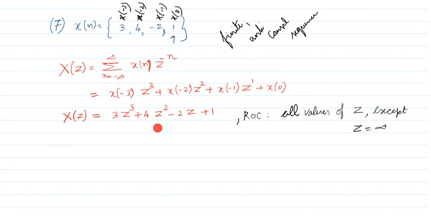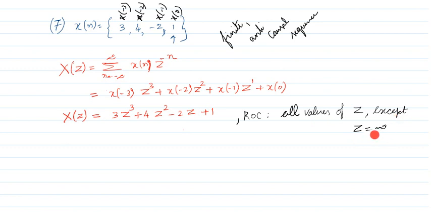What about the ROC? See, Z can take any values. Even you can put 0 also. If you put 0 also, the answer is 1. Right? It is always finite. But if I put Z as infinite, infinite plus infinite is infinite. So ROC is all values of Z except Z equal to infinite. I should not use Z as infinite.